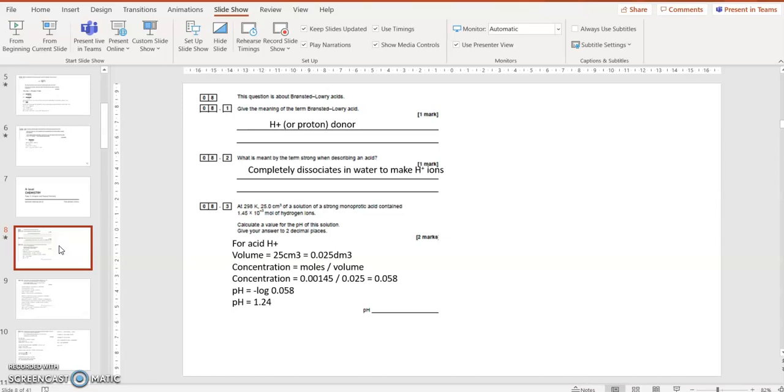What have I been given? I've been given concentration of hydrogen ions. So, no, I haven't. I've been given the number of moles of hydrogen ions. I've been given the volume, so I can work out concentration. Concentration is moles divided by volume. Remember, to get the volume 25 centimetre cubed into decimetre cubed, work out the concentration: 0.058. Moles divided by 0.025 is 0.058. pH is minus log to the base 10 of H plus concentration: 1.24.